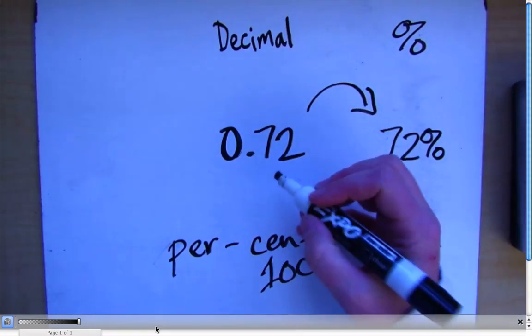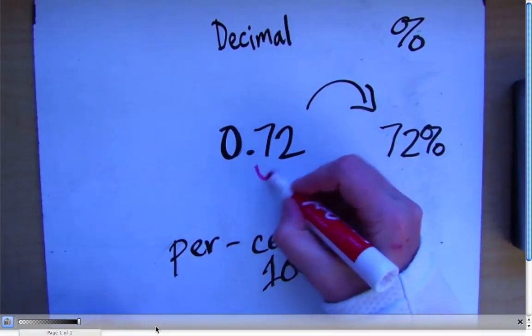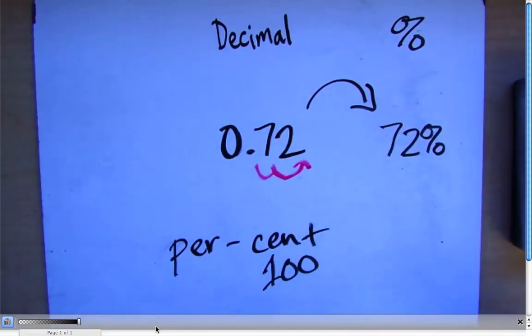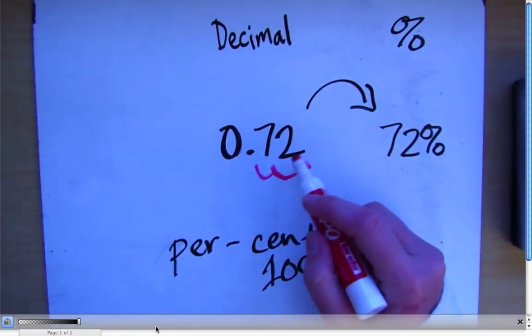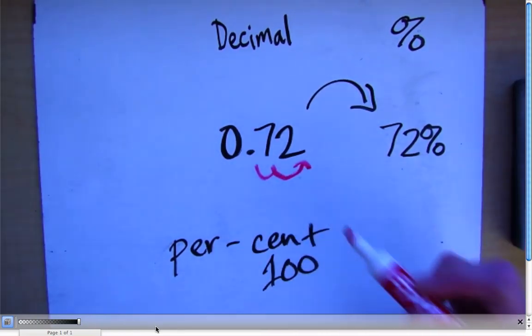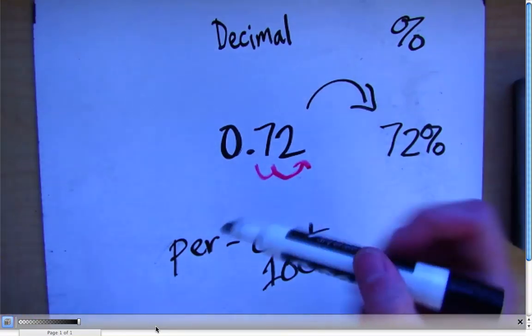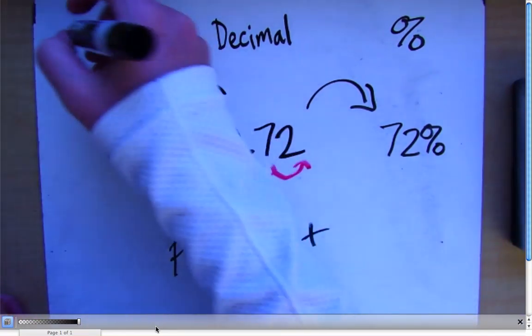The shortcut is just to slide the decimal point over twice. Just look at the hundredths place, and that's what should be in the ones place because it's 72 out of 100. Obviously, we already know how to turn a decimal to a fraction.